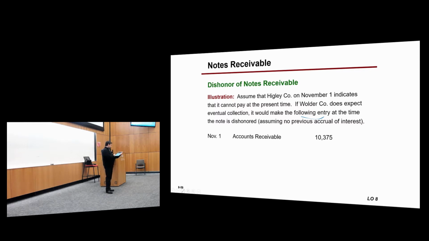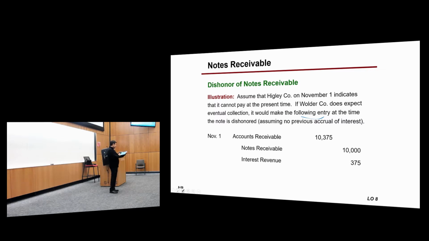And the company will still credit notes receivable 10,000. They would credit interest revenue 375. This is if they expect to receive the payment in the future.